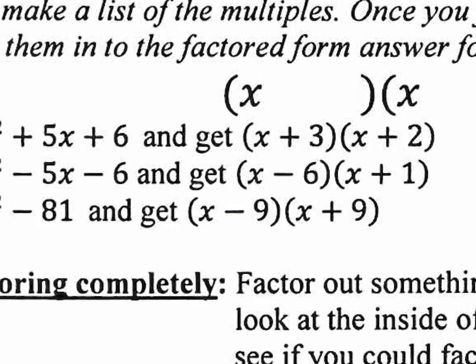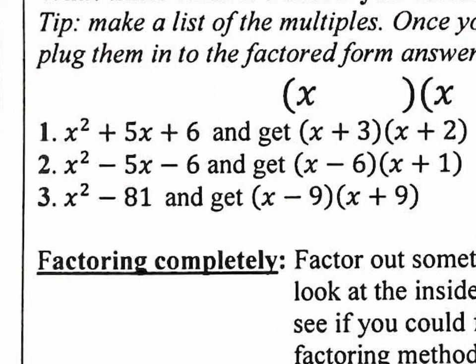So here are some examples in case you forgot. Right here, the a value is 1. So all these have an a value of 1. So you can think what times what is 6, that if you add together is 5. Oh, that's 3 times 2, right? That'll give me 6, and if I add it together, it's 5. So you put a 3 right there, 2 right there, and your x's are right there.